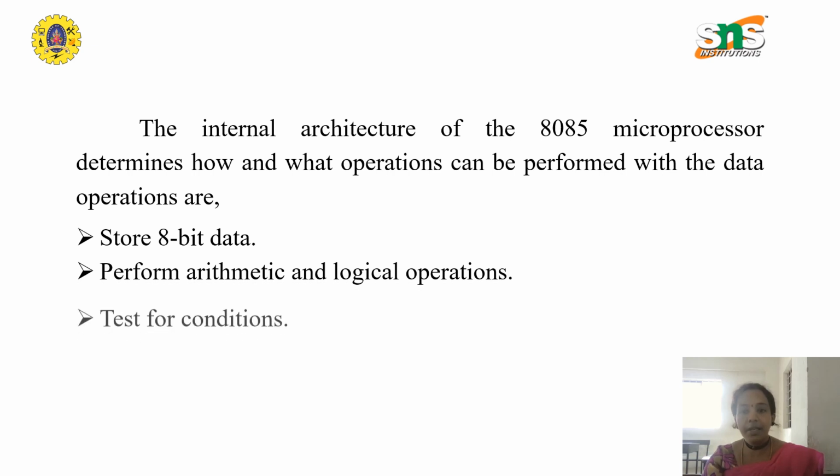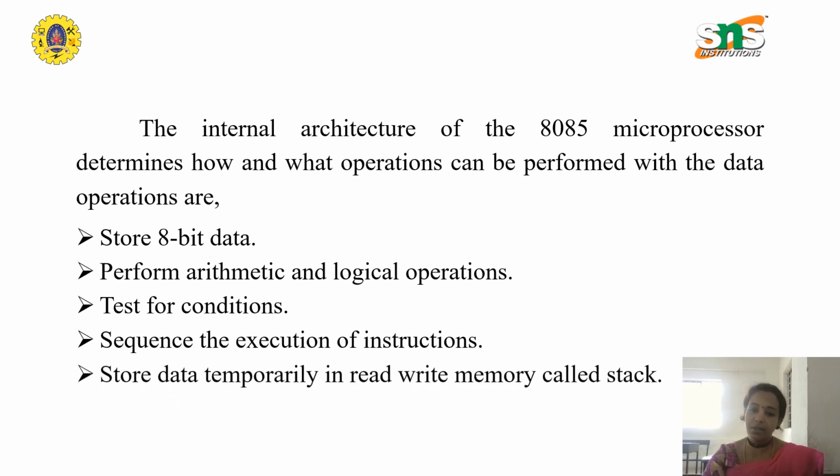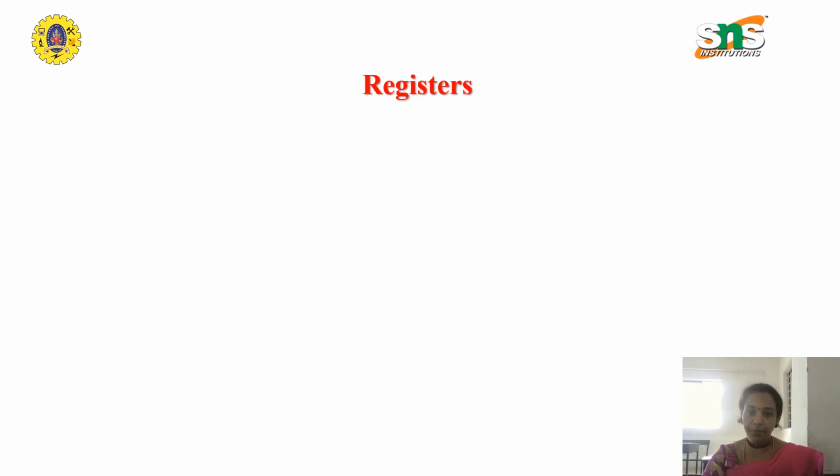So the internal architecture of the 8085 microprocessor determines how and what operations can be performed with the data. It is used to store 8-bit data, perform arithmetic operations and logical operations, and a sequence of instructions can be executed in the 8085 microprocessor.